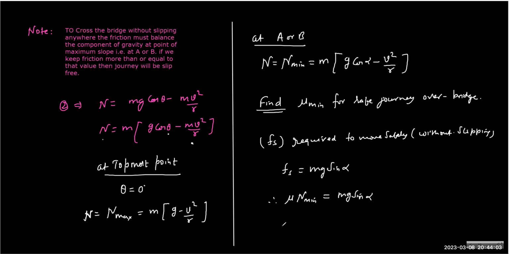So that's why the formula is mu minimum into N minimum. What is N minimum? N minimum is mg cos alpha minus mv square by R, and this is equal to mg sin alpha. So m gets cancelled, and that gives you the answer on the next page. That's why I said this is the most challenging problem.